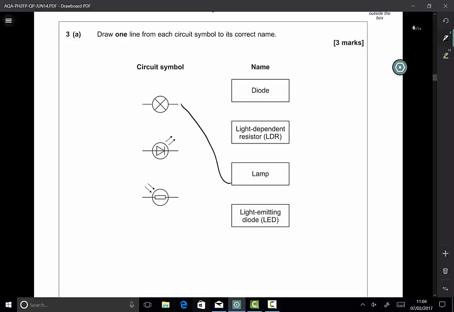So we're looking for something with light in, and we're looking for something with diode in, and that's going to be the light emitting diode. And then here we've got the rectangle that shows us it's a resistor with 2 arrows coming in showing us there's light. So that's going to be the light dependent resistor.